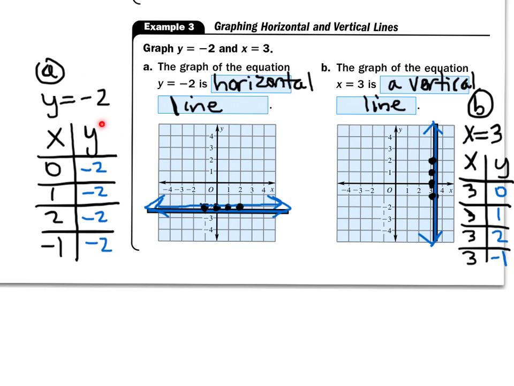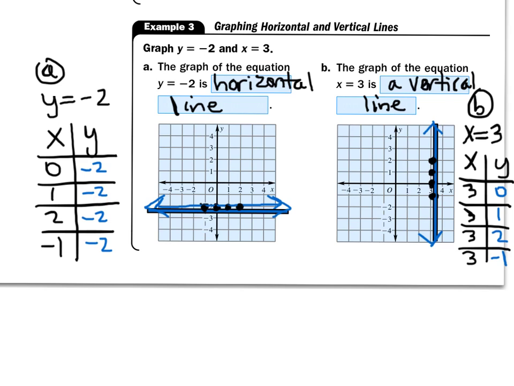So underneath the y column, just put negative 2, negative 2, negative 2, negative 2. That's what they're saying. No matter what x is, y has to be negative 2. So now you graph the point 0, comma, negative 2. Start at the origin. 0 means don't go right or left. Negative 2 means go down and put a point.